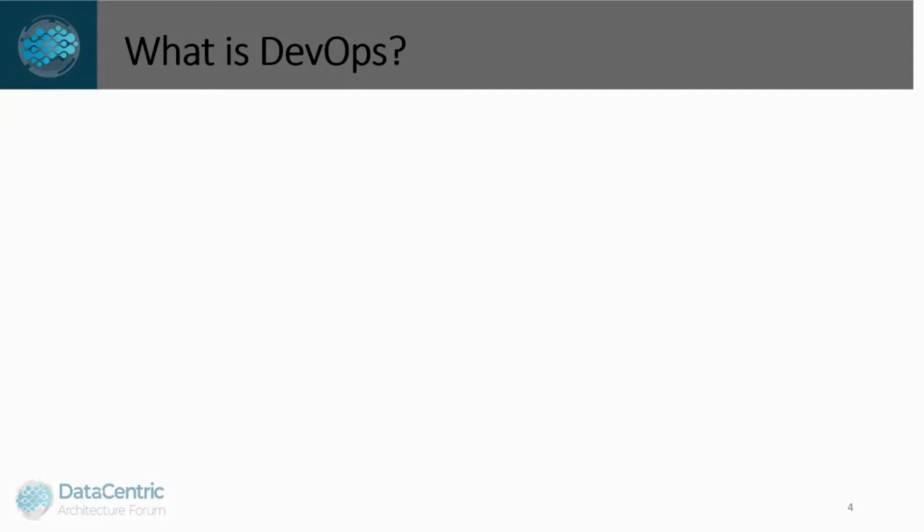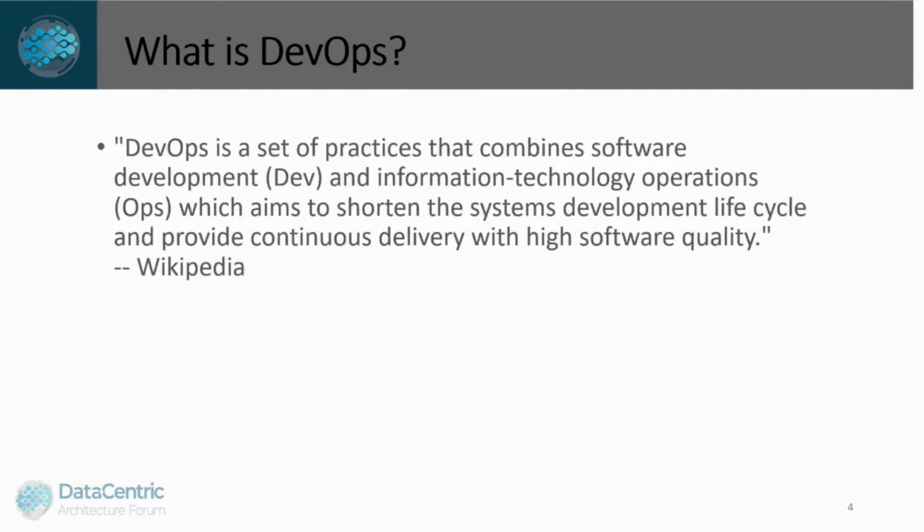The first thing I want to do is kind of talk about what is DevOps, not exactly SemOps. SemOps is a term that we've kind of coined at Semantic Arts to talk about what would DevOps mean for semantic systems. So I want to ground people into what is DevOps. DevOps is a set of practices that combine software development and IT operations. And the goal is to shorten the systems development lifecycle and provide continuous delivery with high software quality. So that's the Wikipedia definition.